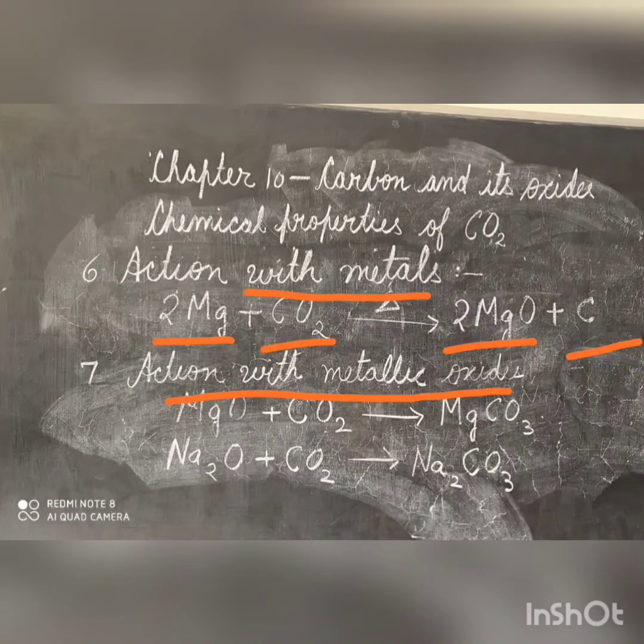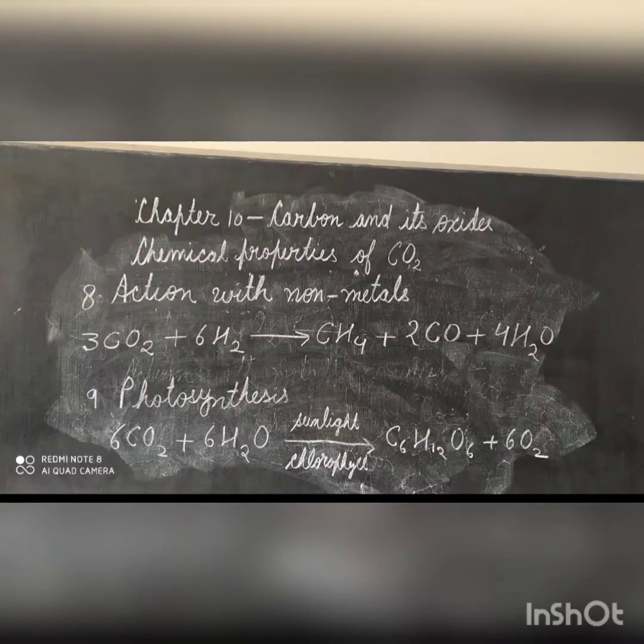Carbon dioxide reacts with the metallic oxides such as magnesium oxide and sodium oxide to form the metal carbonates. MgO, magnesium oxide, plus carbon dioxide, gives magnesium carbonate. Sodium oxide plus carbon dioxide forms sodium carbonate. Action with the non-metals. Non-metals such as hydrogen react with carbon dioxide to form methane, carbon monoxide, which is a highly poisonous gas, and water.